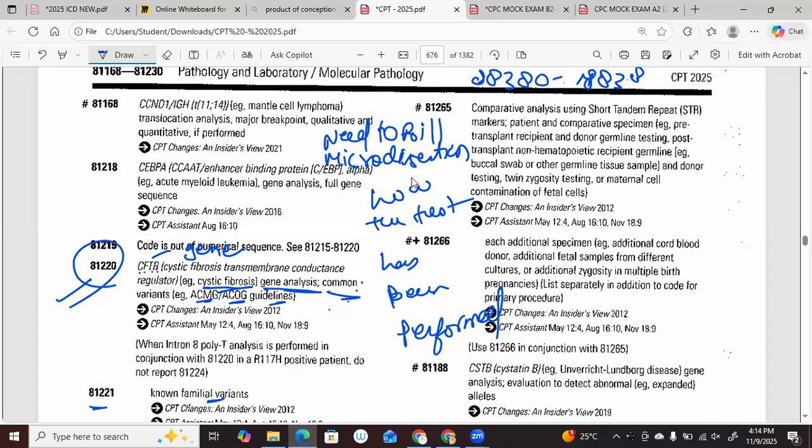Next, we have to append the modifier 26. Why do we need the 26 modifier here? If the doctor just interpreted the test and did not perform the lab procedure, he's just interpreting the molecular test or molecular pathology, then we have to bill this code with the modifier 26.